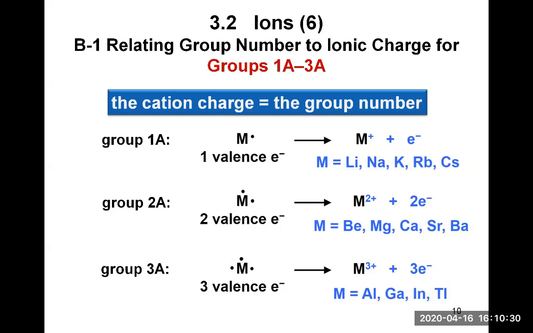In group 3A, the metals have 3 valence electrons, so they are represented with 3 dots. And they like to lose those 3 valence electrons and become 3+ ions. And so be careful here, it's only for the metals in this group. So boron is not a metal, it's a metalloid, so it's not true for it. It only is true for aluminum, gallium, indium, and thallium.